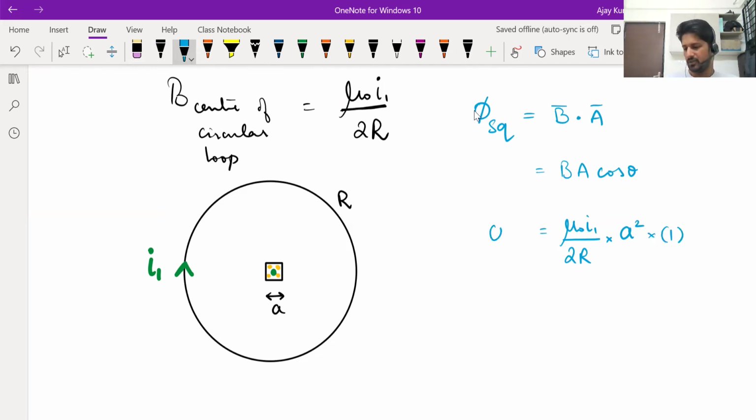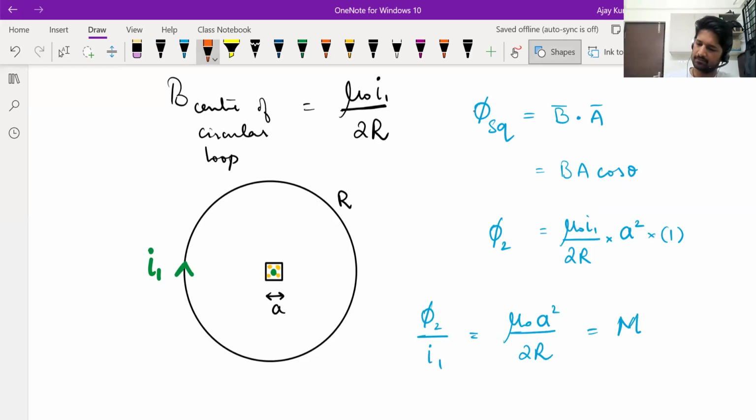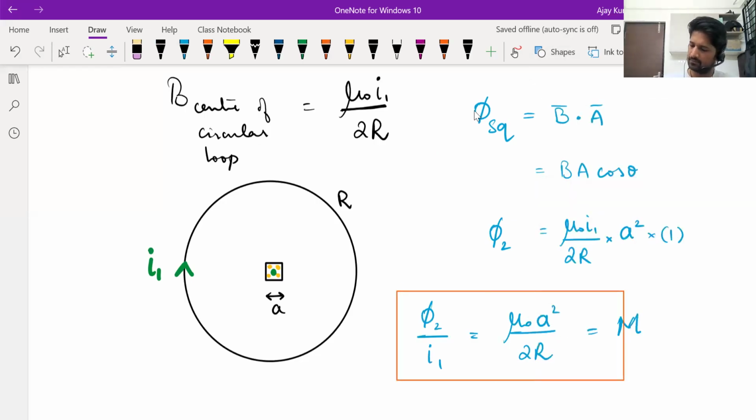Okay, so we got the flux in the square loop due to current in the circular loop. And if you divide them, what does it become? Mu naught A square by 2R. This becomes their mutual inductance. Is this clear? Any doubt in this?